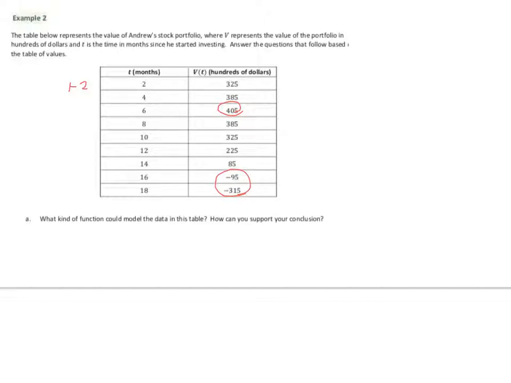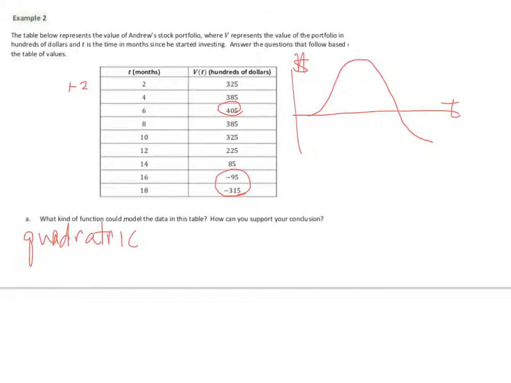Yikes. Okay, what kind of function could model the data in this table? How can you support your conclusion? I think it's quadratic, because it looks like we start at 325, we go up, we go back down as time goes on. So this would be time, this would be value of dollars. What else can I point out?